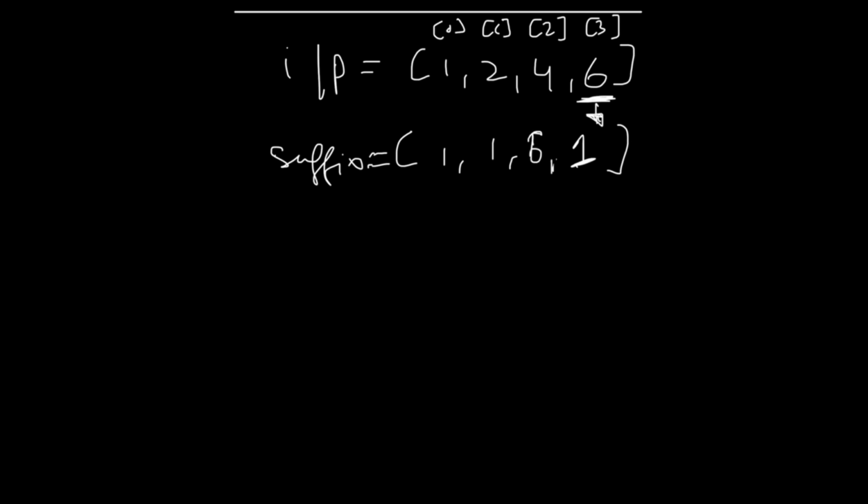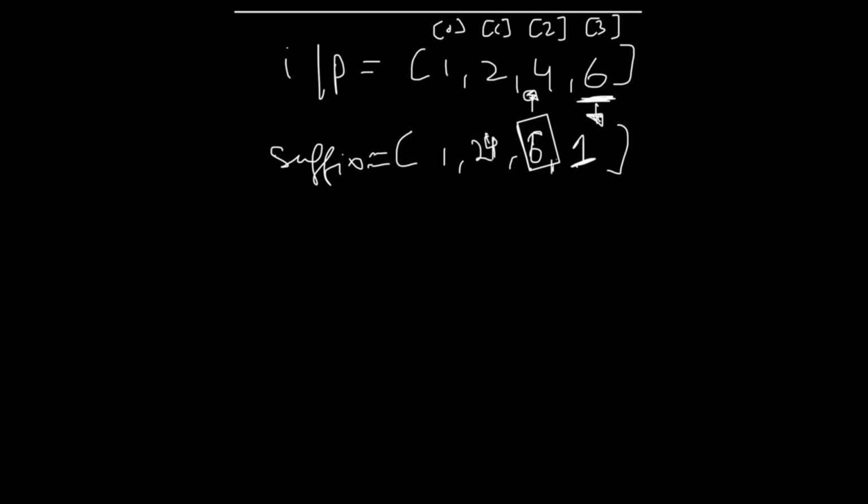Now at index 1, this is the value of the products. This is the value of all the suffixes till index 2 already. We are storing that in the suffix array. So the suffix at index 1 would be the suffix at index 2 multiplied by the input value at index 2. This is going to be 24.